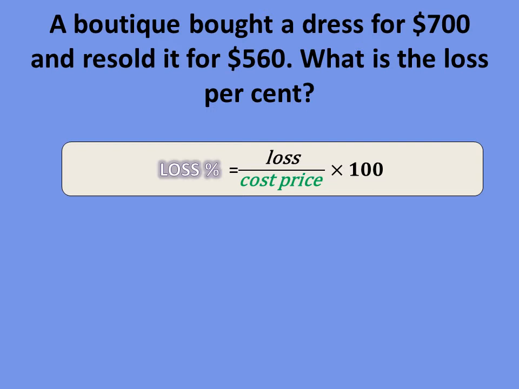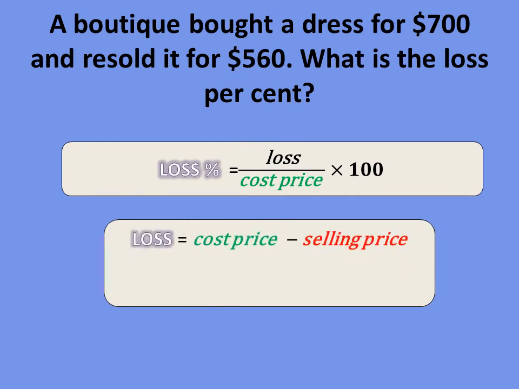Okay, good. So the loss percent is loss divided by cost price times 100. How do we set that out? What is the loss? How can we find the loss? Let us remember the formula. To find loss, we take our cost price minus our selling price. Very good. So what's the cost price? The $700, and the selling price is the $560. When we subtract, we get 140. Very good.